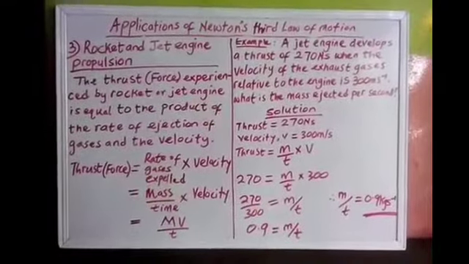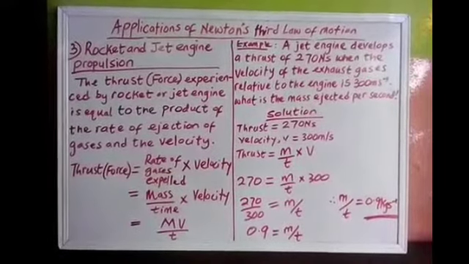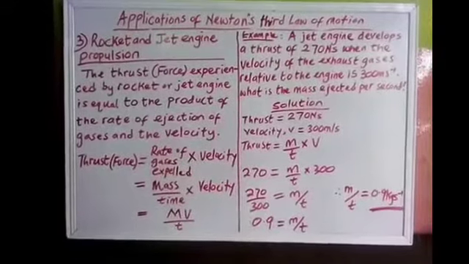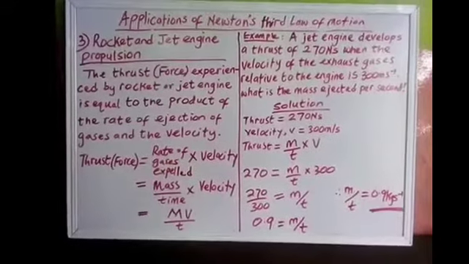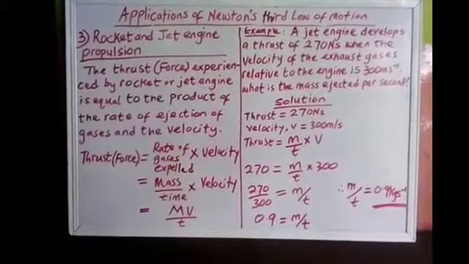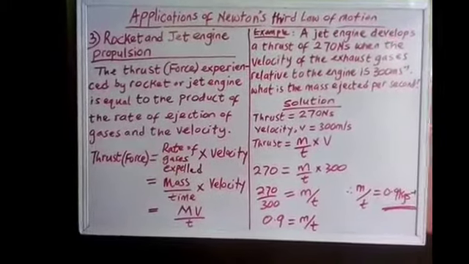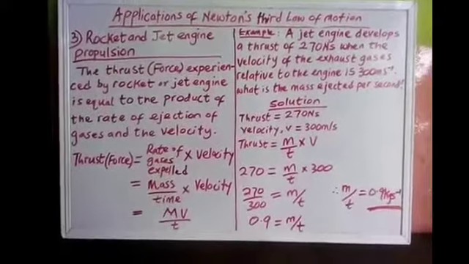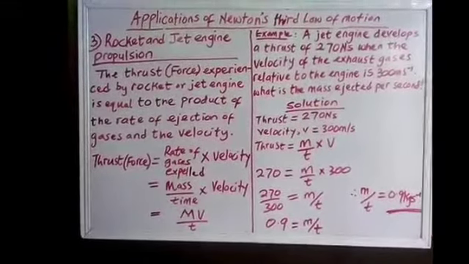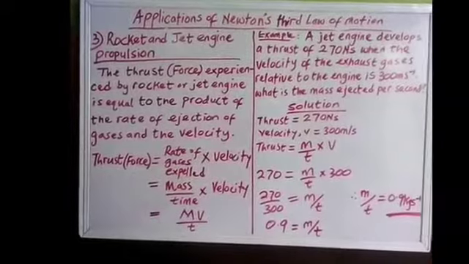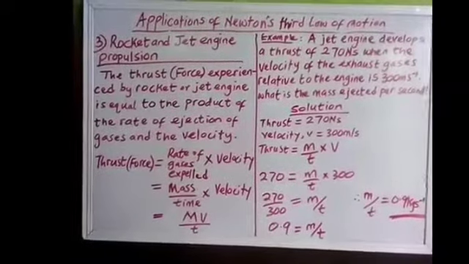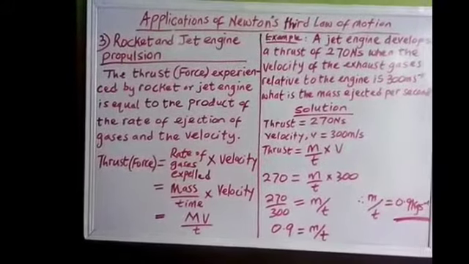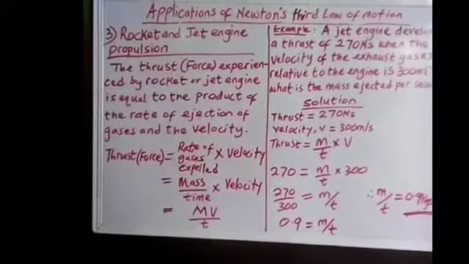Good morning, class. We take the concluding part of the applications of Newton's third law of motion, which is rocket and jet engine propulsion. Take note, class. The thrust experienced by a rocket or jet engine is equal to the product of the rate of ejection of the gases and the velocity. The thrust, which is the force that a jet engine or rocket will experience when fired, is equal to the product of the rate of gases ejected and the velocity.